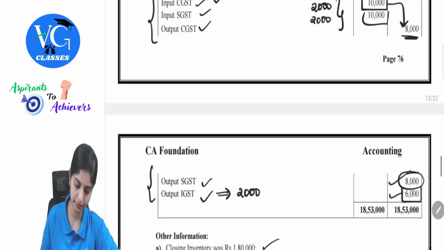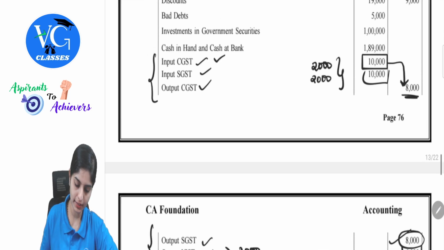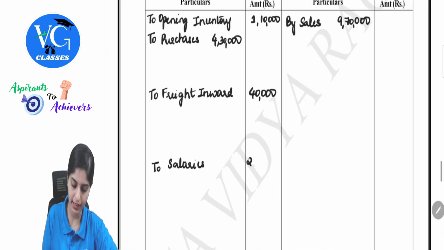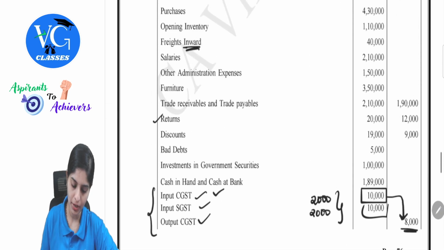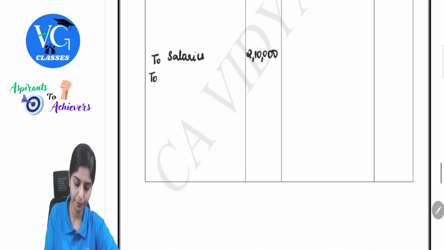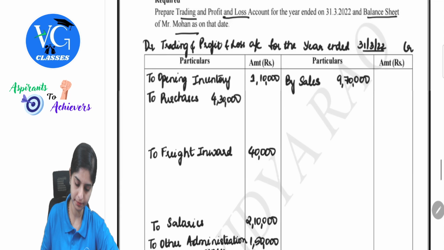Next, salaries. It comes in profit and loss. So I will just leave some space and then continue my P&L. To salaries, 2,10,000. There are no adjustments like outstanding or prepaid, so I am directly entering the amount in the outer column, 2,10,000. Other administration expenses, 1,50,000. To other administration expenses, 1,50,000.